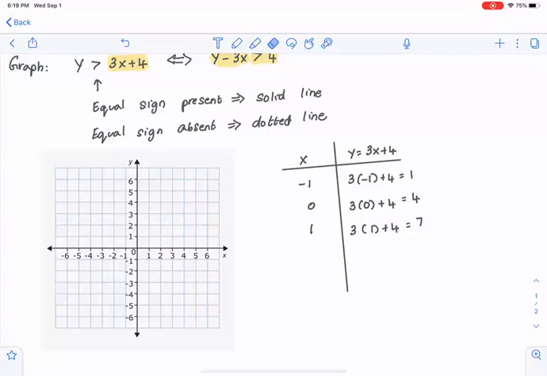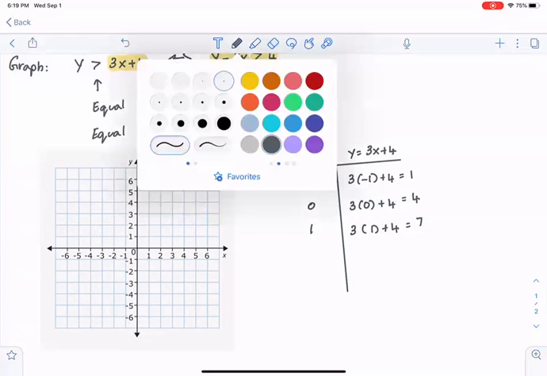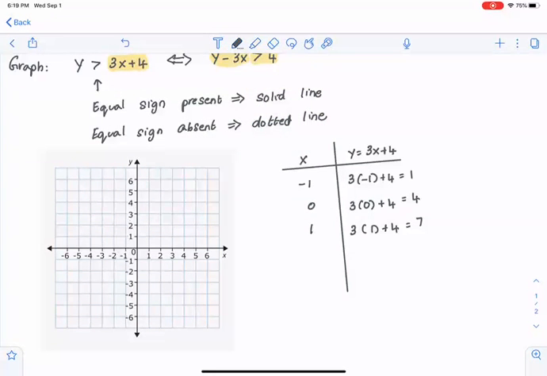Oh, the struggle is real. Okay. So -1, 1.